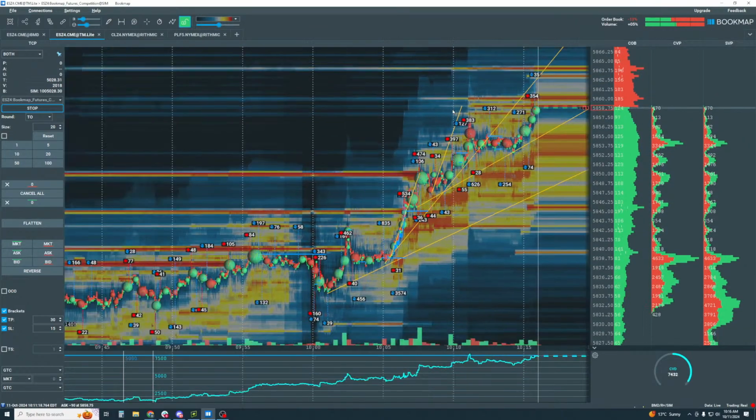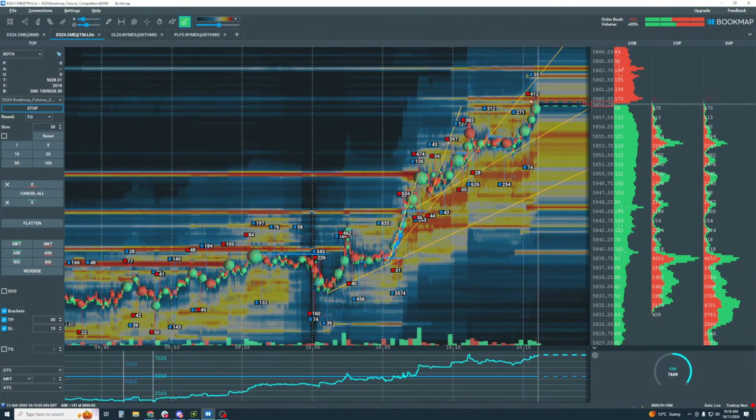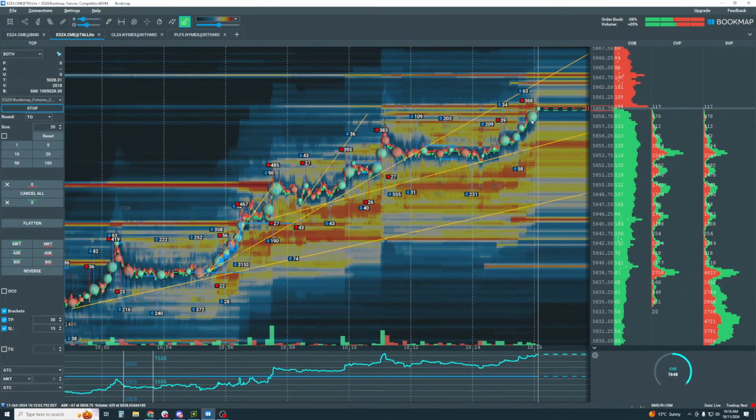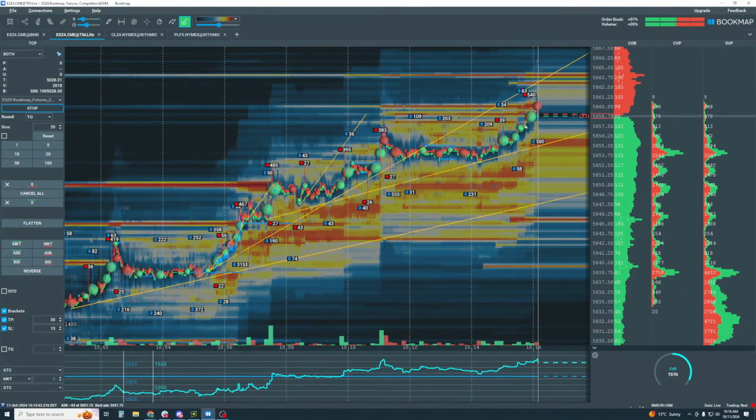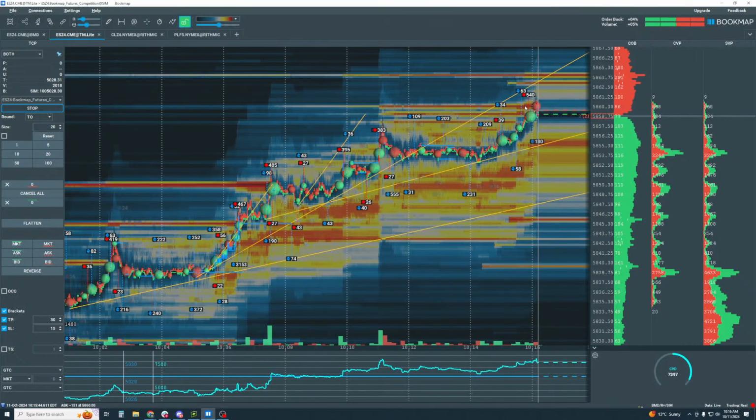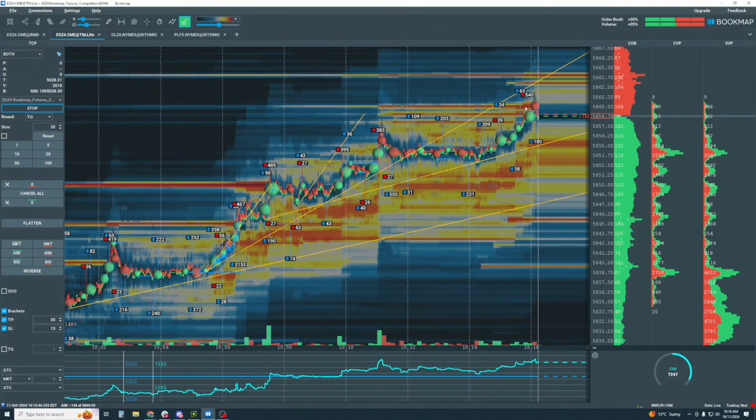And yeah, so I would be taking some profit up here, maybe we can get more out of it. We'll see. But this was the target. It just hit it here at 60.